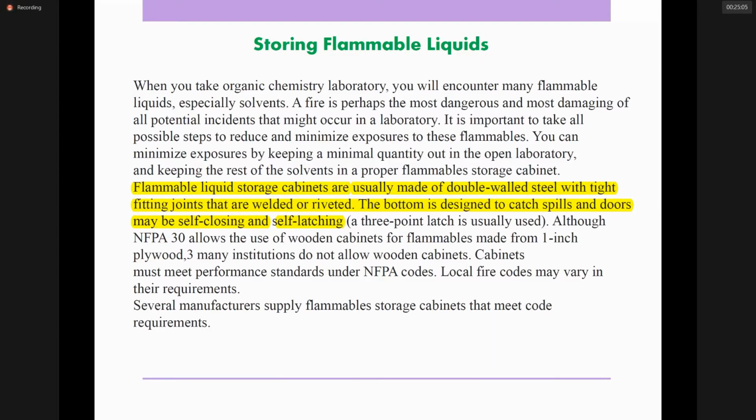Flammable liquids: we finished the corrosive part. What about flammable liquids such as acetone and alcohols in general? The storage cabinets for flammable liquids are made of double-walled steel with tight-fitting joints that are welded or riveted. The bottom is designed to catch a spill and doors may be self-closing and self-latching. A 3-point latch is usually used.